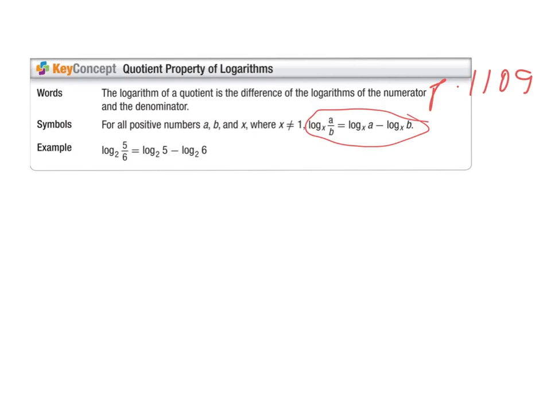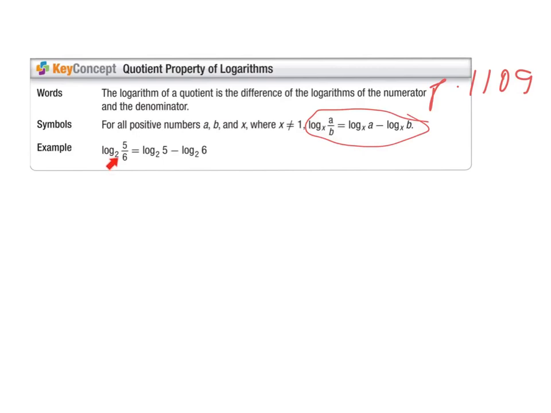So notice here that when we turn this number into a division problem, I can separate them into two logs using subtraction. So that's how the quotient property works versus the product property. The product property, you can separate them using addition. The quotient property, you can separate them using subtraction. And here's the example they give us.